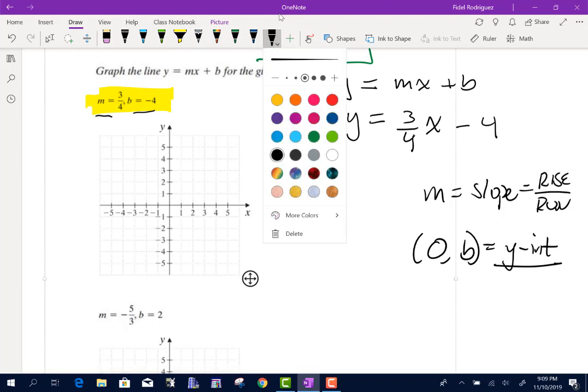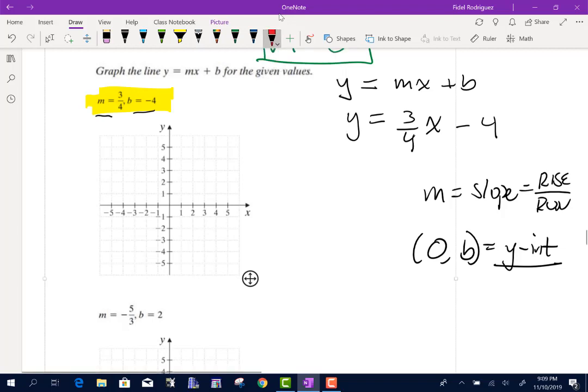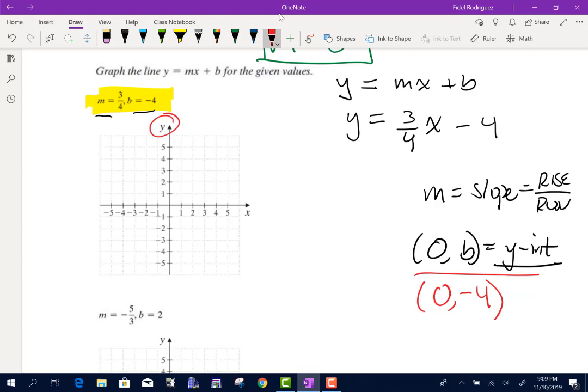Okay, so the first thing I'm going to do here is when I draw my line, I'm going to go to the y-axis. That's the first point I'm going to plot. I'm going to plot my y-intercept. In this case, my y-intercept is 0, and b is the point -4. So if I were to say, okay, where's the point 0, -4? I'm going to stay right here in the middle, and then I'm going to go down to -4, and that's going to be my first point, okay, right there.